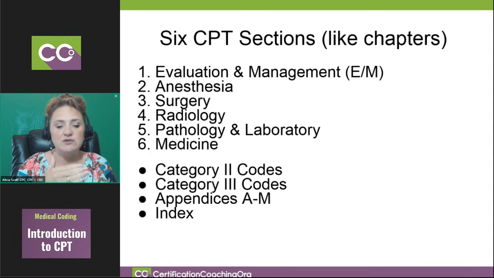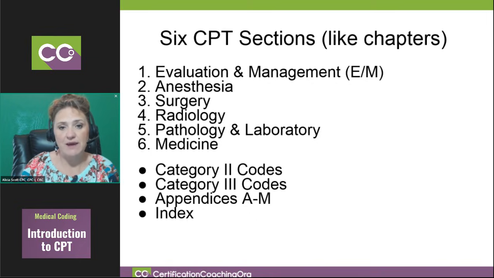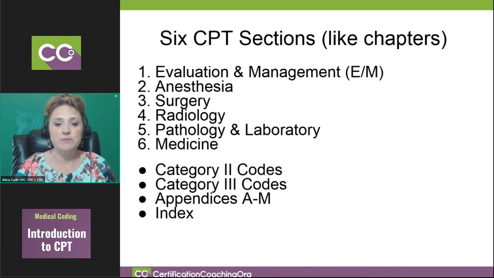Then you've got your listing in the back of the manual, the category 2 and 3 codes, and all of your appendixes. They're all at the back of the manual. But when you open up your manual, the first thing that you're going to see is all those guidelines, right? And you're going to reference those pretty frequently. And then the codes that are listed first are evaluation and management codes, which we call E&M codes.